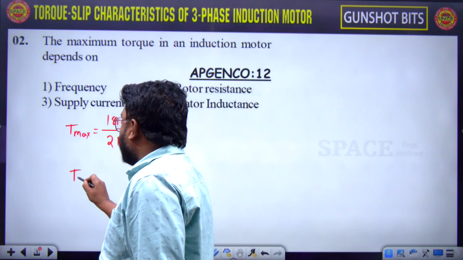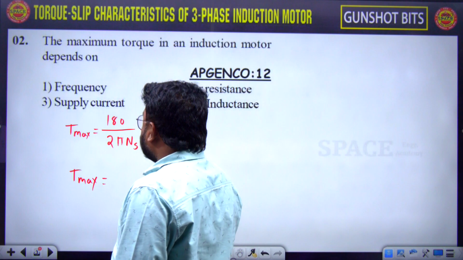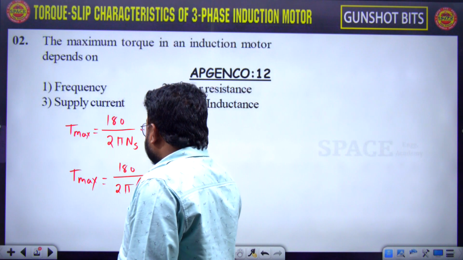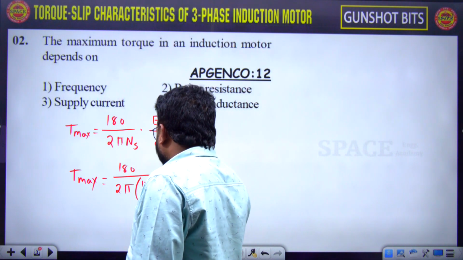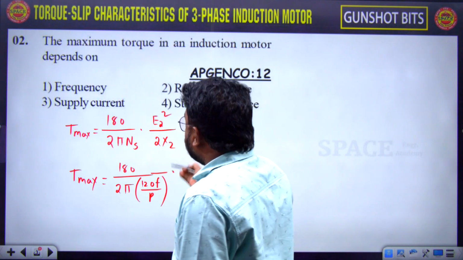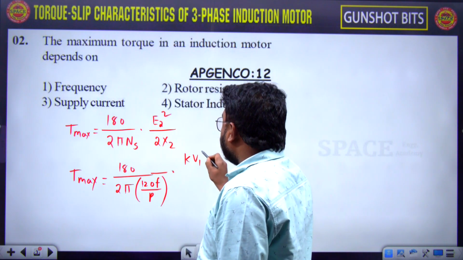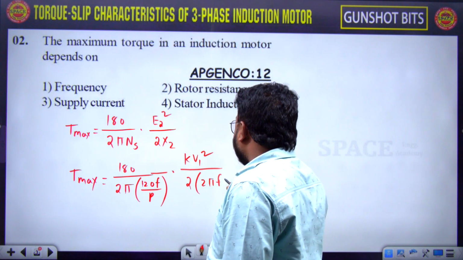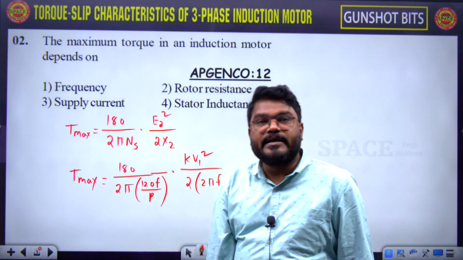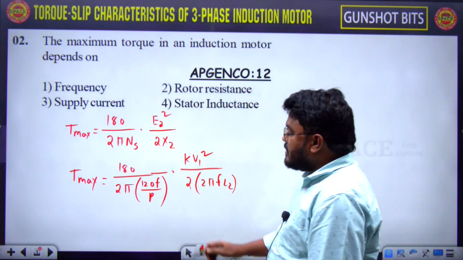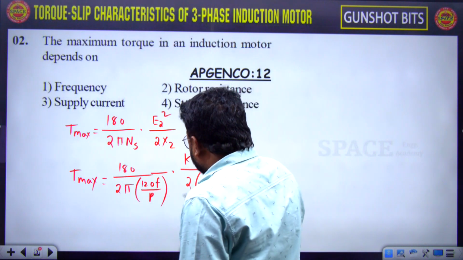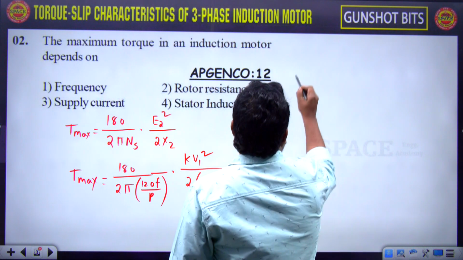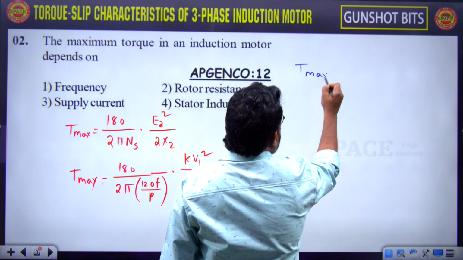This equation can be written as T maximum equal to 180 divided by 2 pi, where ns is equal to 120 F by P, multiplied by E2 in terms of the applied voltage, some constant K, V1 squared divided by 2 into 2 pi F L2. L2 is the leakage inductance and F is the frequency. Here, all the terms in T maximum are constant except voltage and frequency. By using this equation you can write the maximum torque of the induction motor.